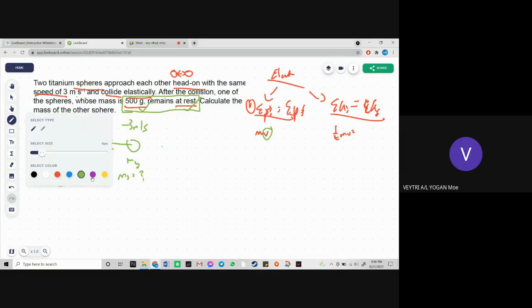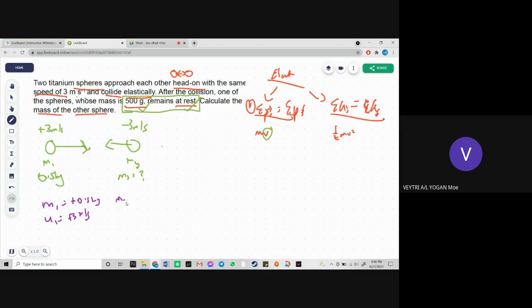Next, let's continue listing out the data. M1 is positive 0.5 kilogram. U1 is positive 3 meter per second. M2 is you do not know. U2 is negative 3 meter per second. Why? Same speed but different direction. Next, M1 equals to 0.5 kilogram.